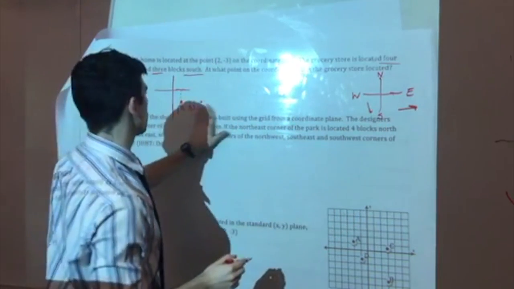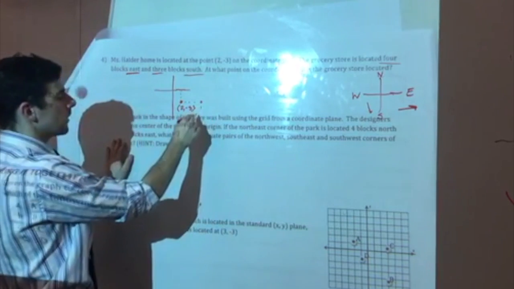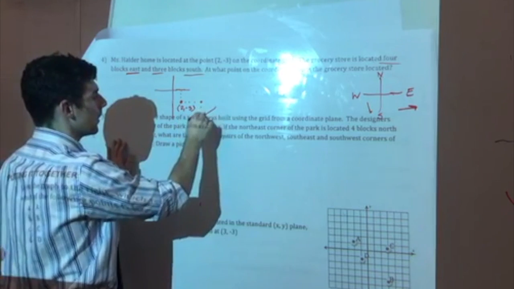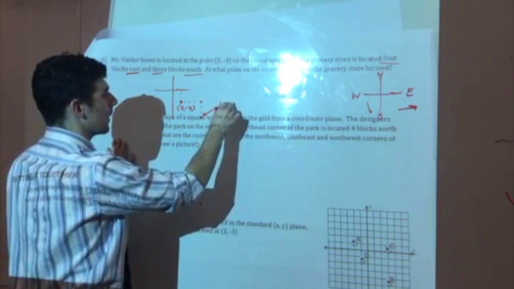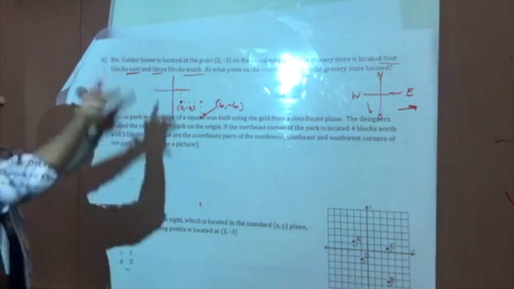So I'm going to erase this. I'm going 3 blocks south. So I'm here at -3, I'm going down 1, -4, -5, and -6. So that point's going to be 6, -6, and that's where the grocery store is located on this coordinate plane.